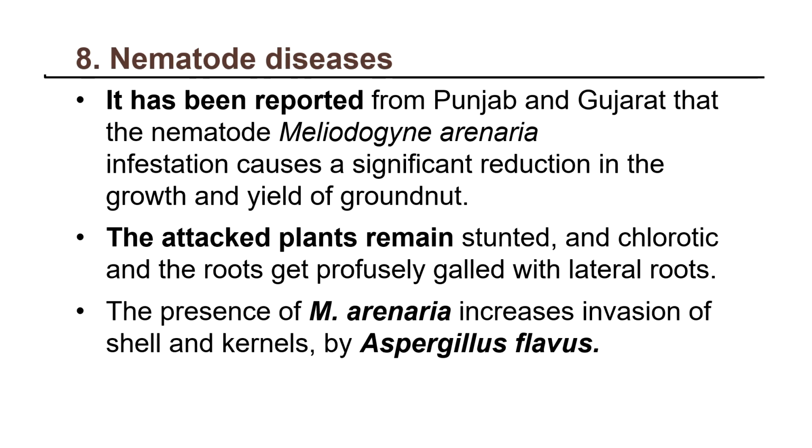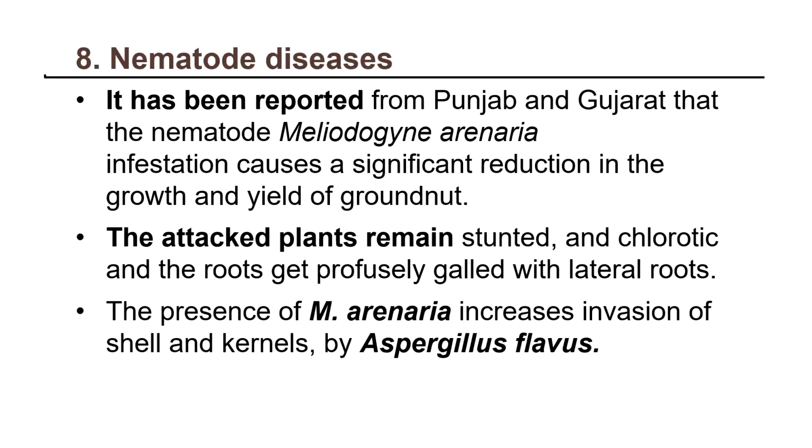So, nematodes are very small organisms which are not seen by our naked eyes, and they live in soil, they live in plants, and sometimes they can also cause diseases in crops. And there are cases when nematode infestation also happens in case of groundnut crop. So, it has been reported from Punjab and Gujarat that the nematode Meloidogyne arenaria infestation causes a significant reduction in the growth and yield of groundnut crop.